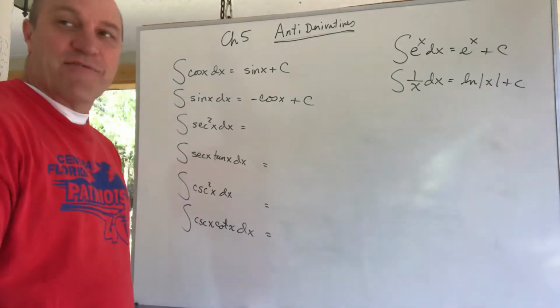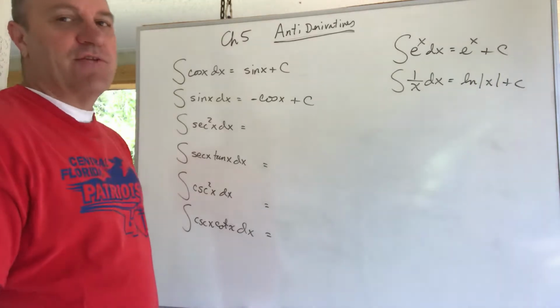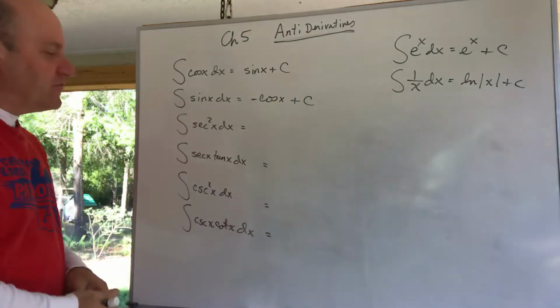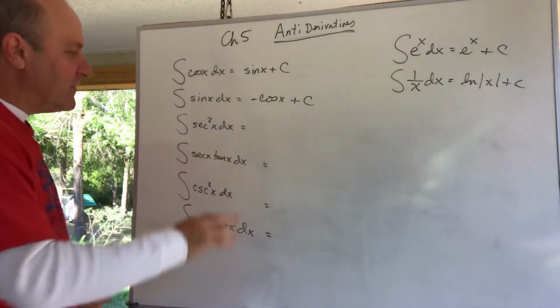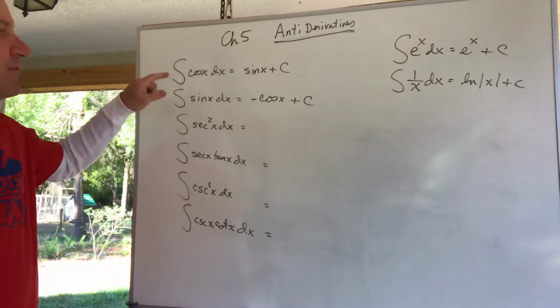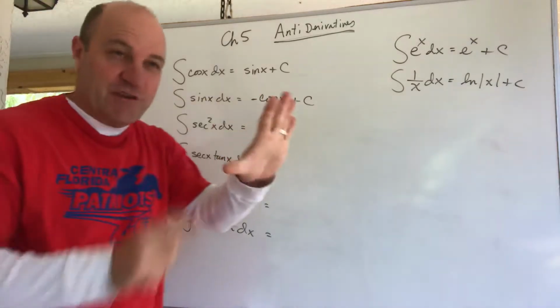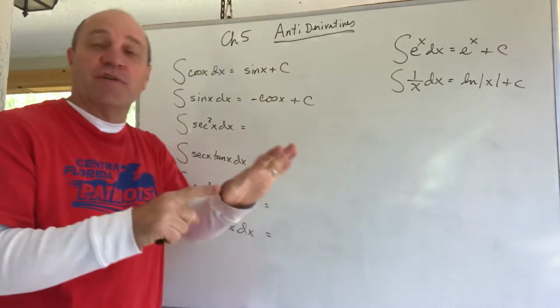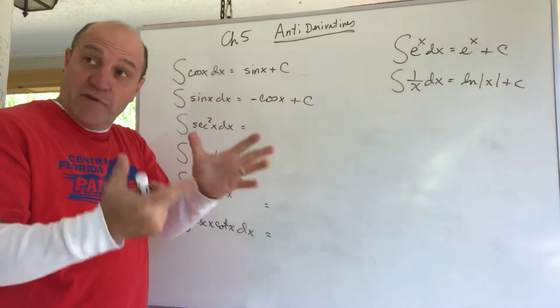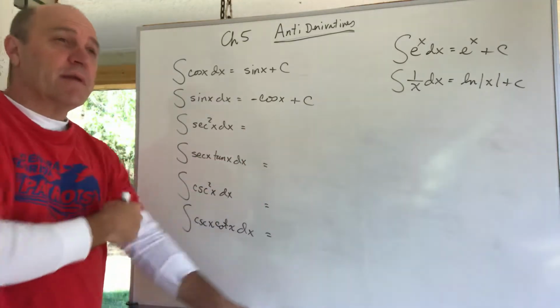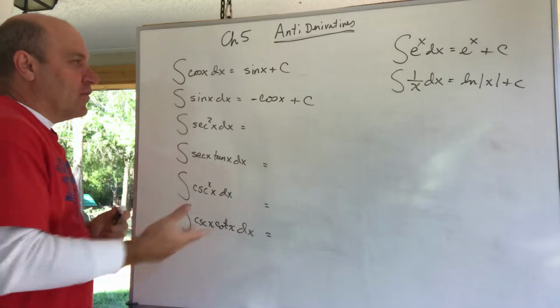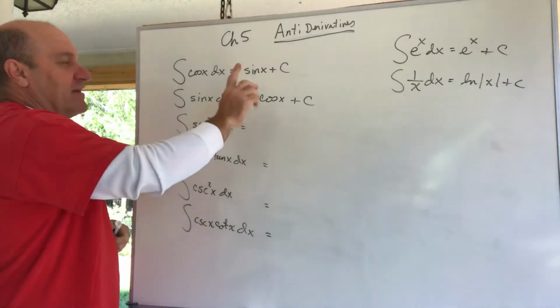Alright, I'm still in 5.1, trying to teach you about antiderivatives. I wrote down some of the trig rules here. Well, I didn't finish all of them. So you remember there are six trig functions, and we learned their derivative rules back in chapter 3. So here they are backwards.